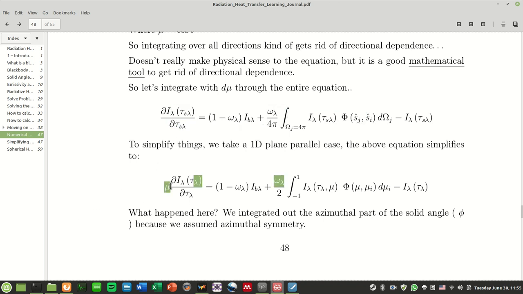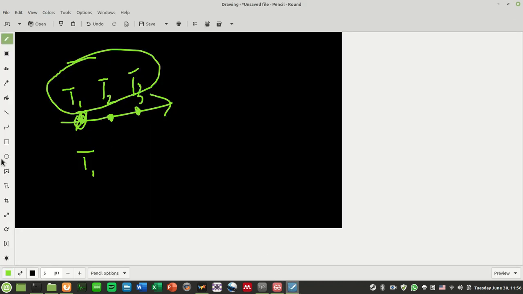On the left hand side, we see the mu pop out, because we have ignored the azimuthal part. We integrate out the azimuthal part, so to speak. We say that there's azimuthal symmetry, and we make this whole equation in terms of tau lambda. Let me draw it out here.